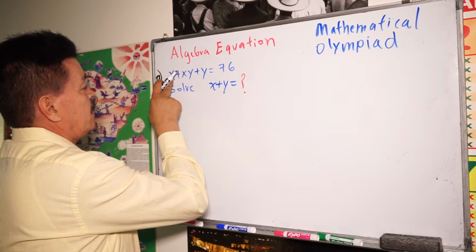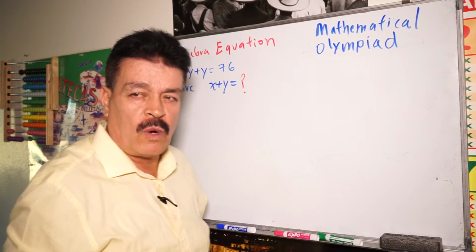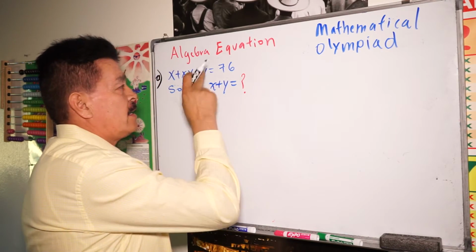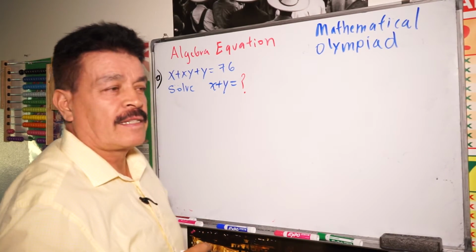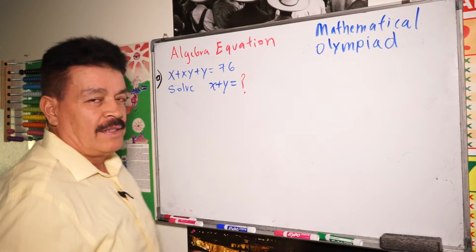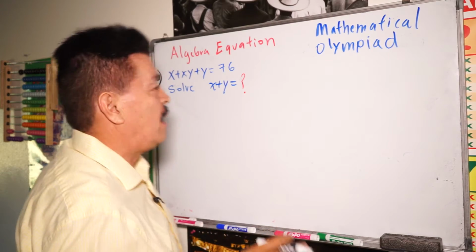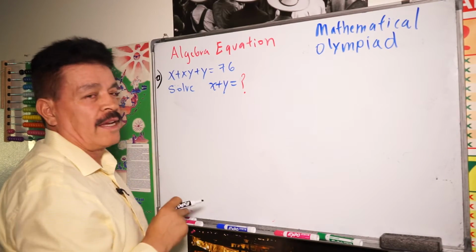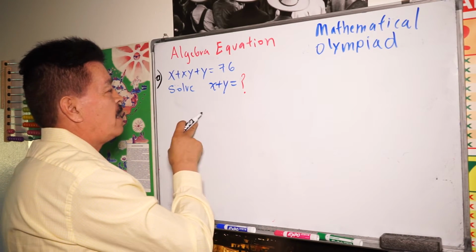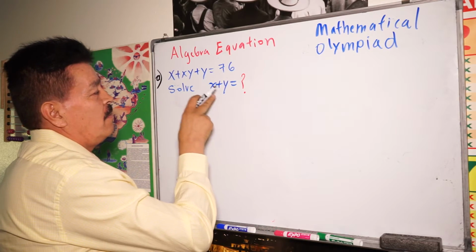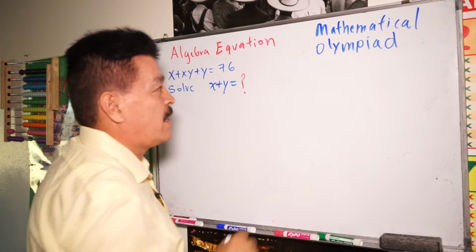We have x plus xy plus y equals 76. Our problem here is to find the value of x plus y. How much is the value of x plus y? Okay, we have to solve for x plus y.